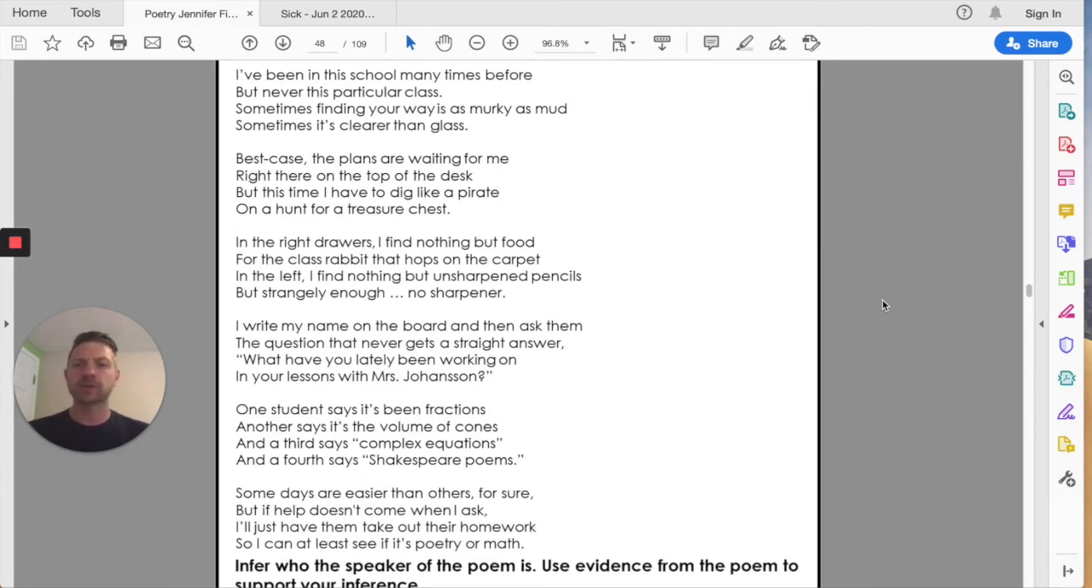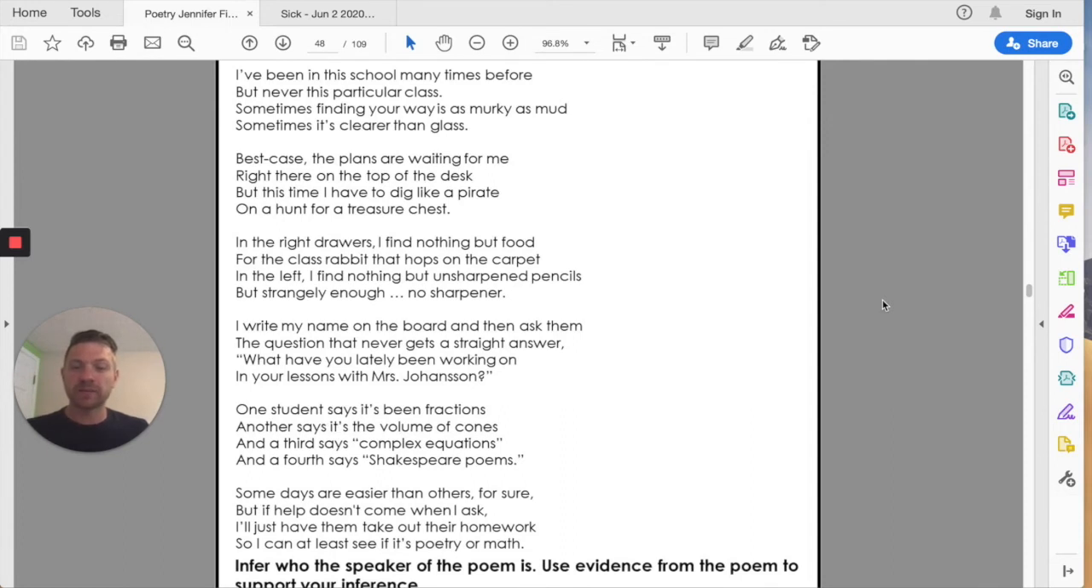I've been in this school many times before, but never this particular class. Sometimes finding your way is as murky as mud. Sometimes it's clearer than glass. Best case, the plans are waiting for me, right there on the top of the desk. But this time I have to dig like a pirate on a hunt for a treasure chest. In the right drawers I find nothing but food, for the class rabbit that hops on the carpet. In the left I find nothing but unsharpened pencils, but strangely enough, no sharpener. I write my name on the board and then I ask them, the question that never gets a straight answer.